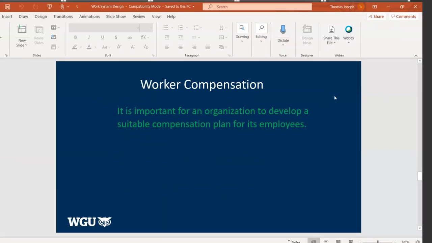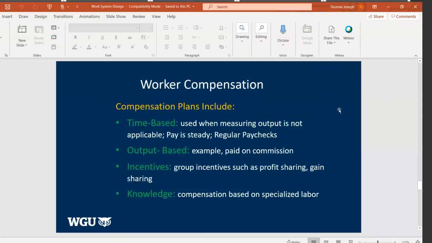So now we've looked at job design, work measurement, and the third component of work system design is compensation. I'll read this statement. It is important for an organization to develop a suitable compensation plan for its employees. So part of work system design is worker compensation, which tells why you're getting paid the salary that you're getting paid or the hourly wage. That's part of the whole work system design plan.